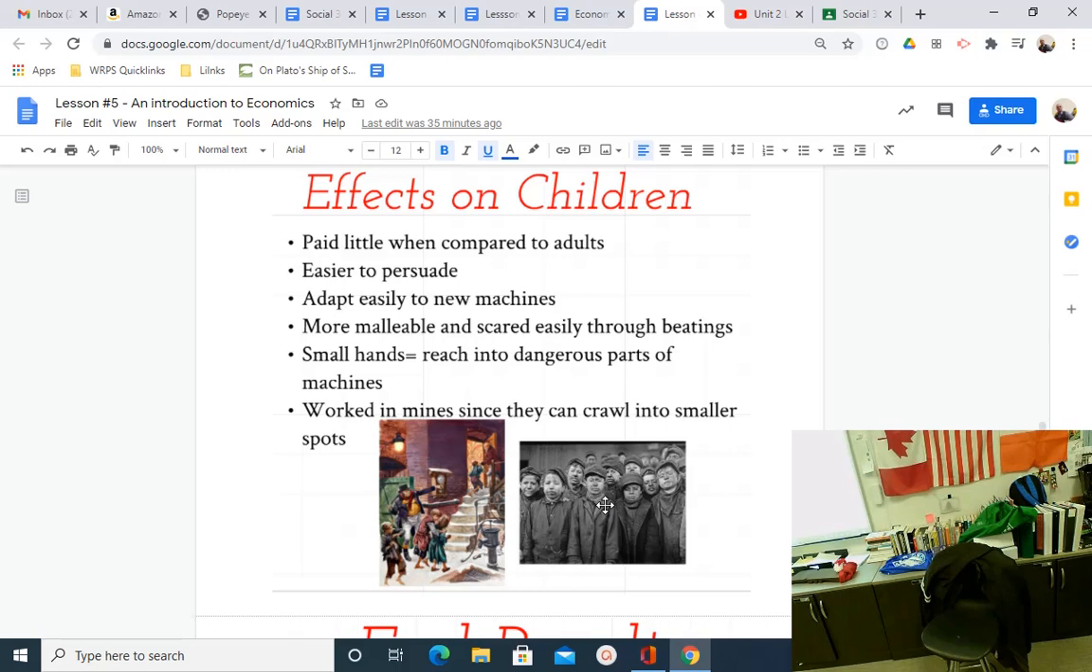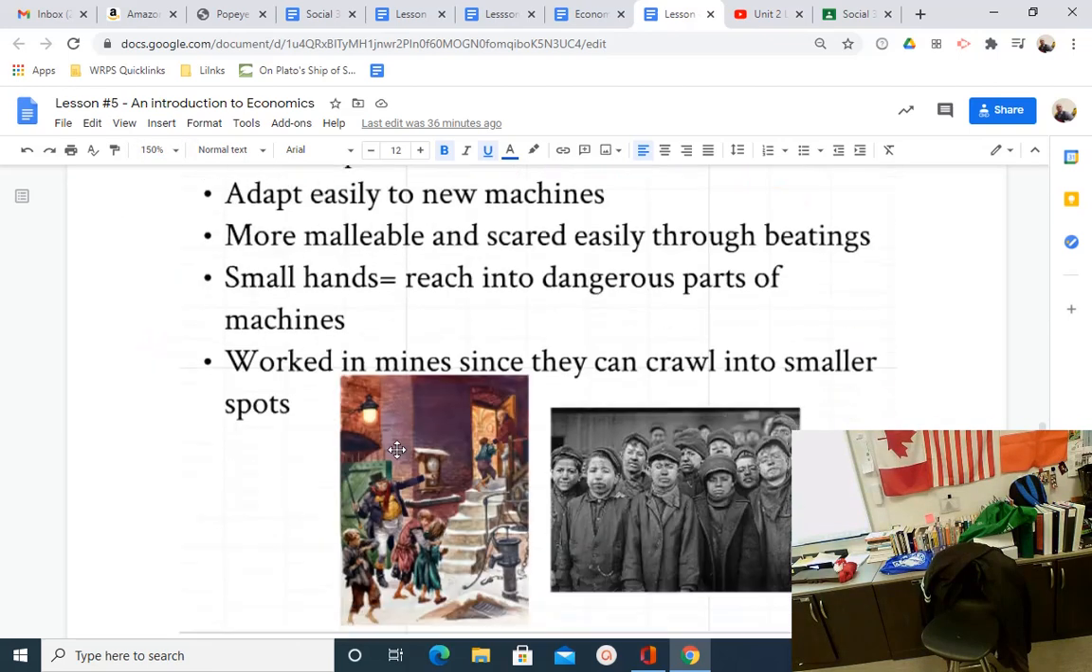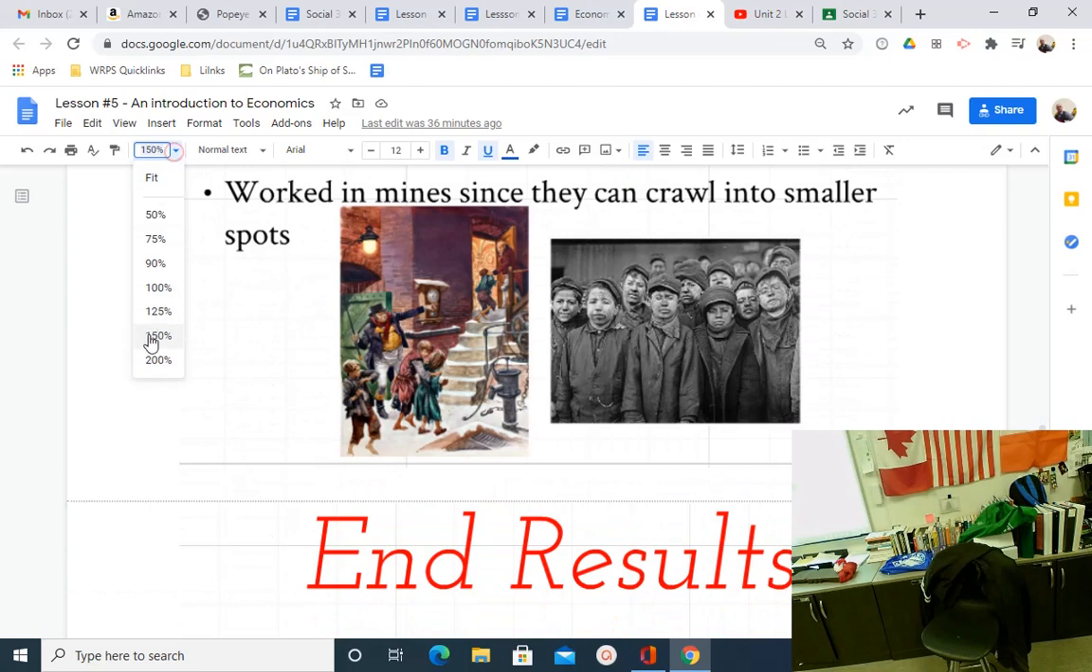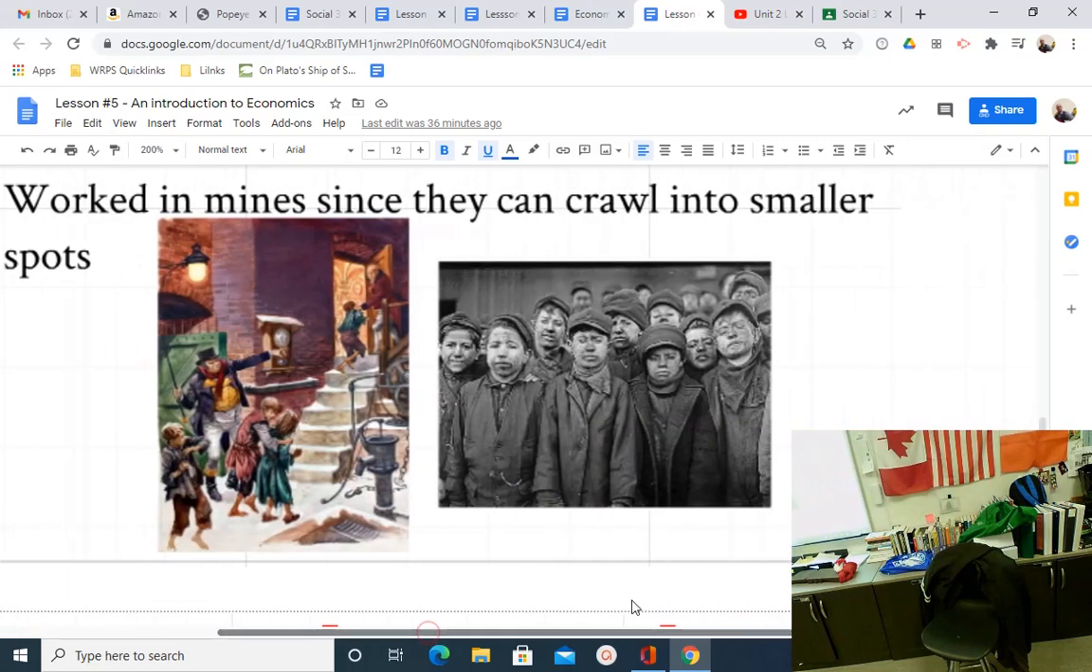The effects on the children, they're going to get paid less, they're easier to manipulate, they have small little hands, they're going to get the opportunity to work in dangerous mines and stuff. But I think that history's been great to us.